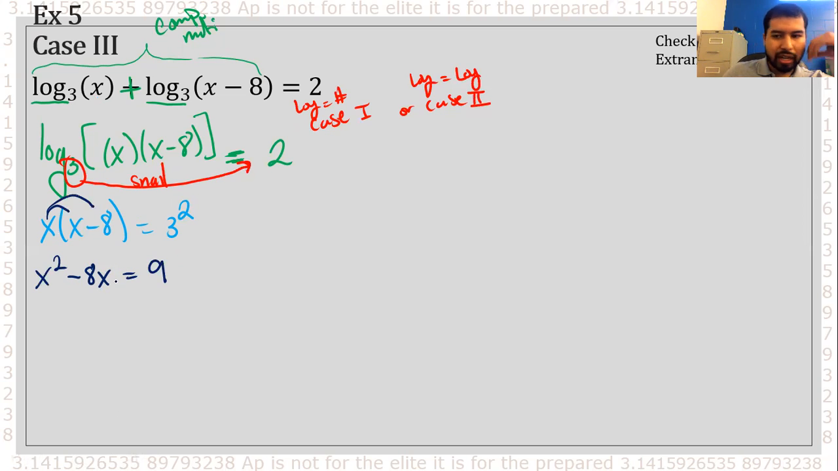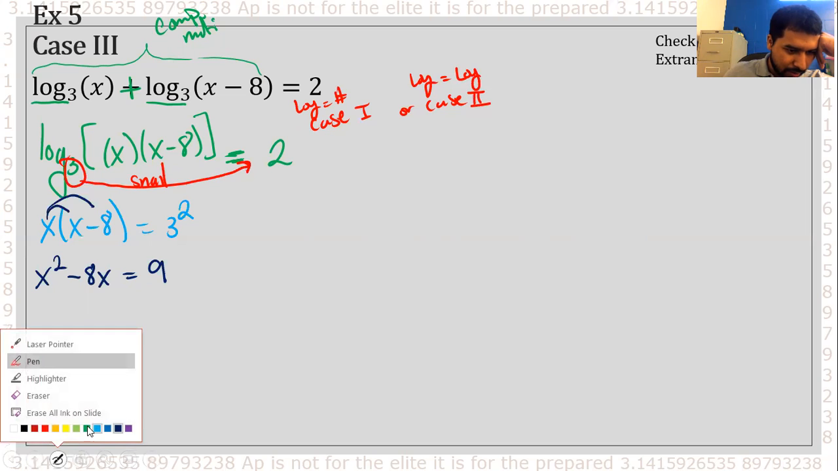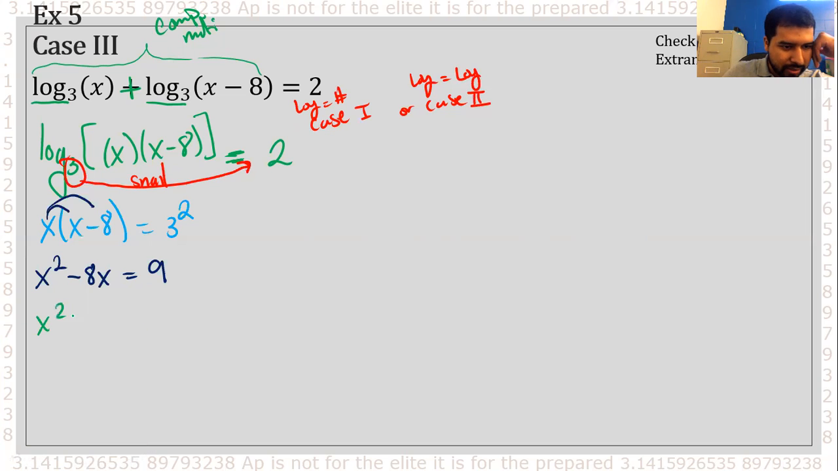Alrighty, from here, I'm going to try to solve this the best that I can. So I'm going to move that 9 to the left. This is going to give me the written form as x squared minus 8x minus 9 equals 0. Okay, now this looks very, very familiar. You probably were not thinking about this when you entered this class, but this right here is actually something that we can factor.